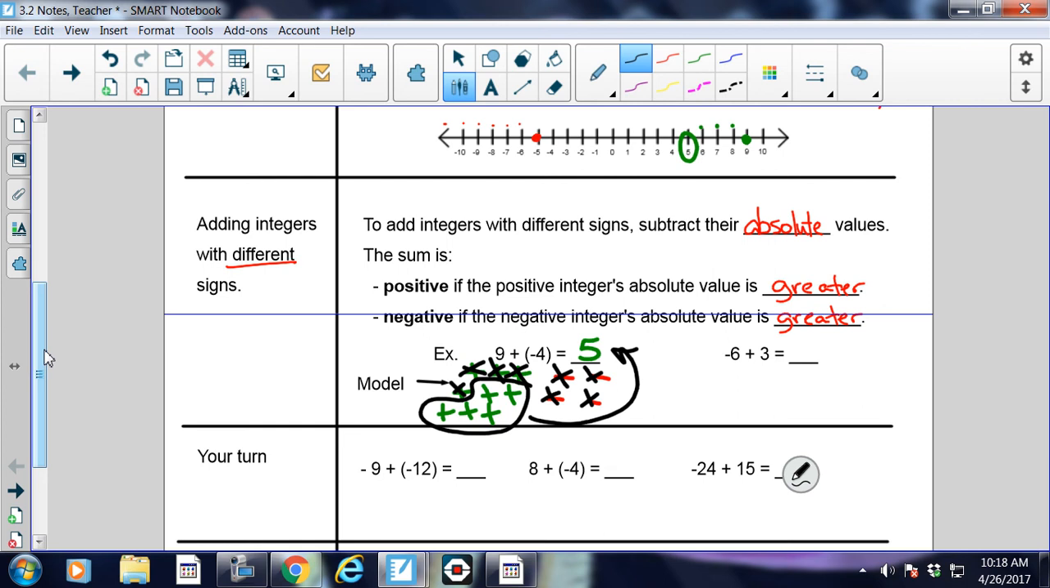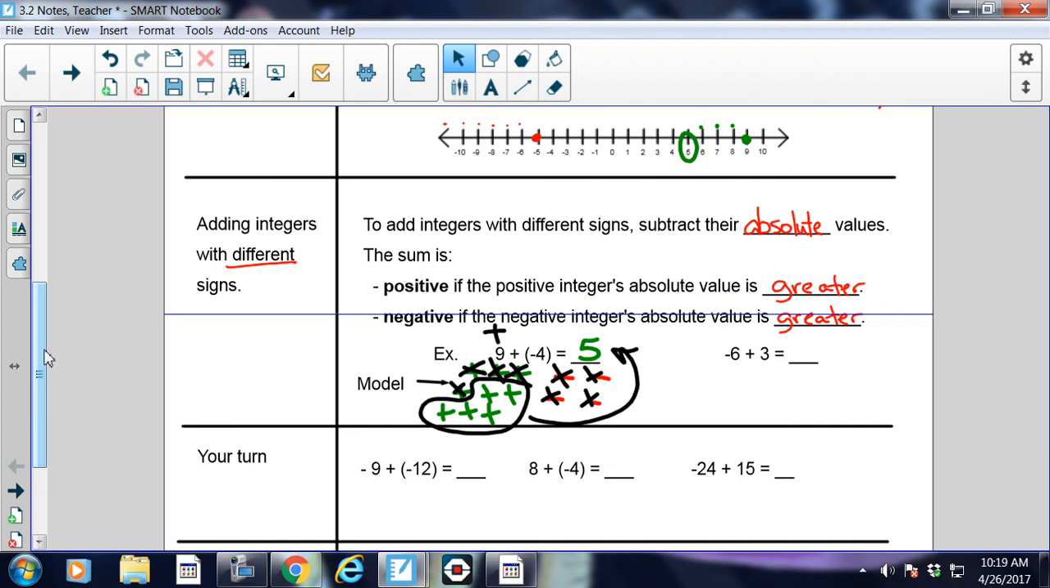You can follow the rules, subtracting the absolute values. Absolute value of 9 is 9. Absolute value of 4 is 4. Subtract them. Which one's stronger? You can't say higher because it's absolute value, but which one's got more? And it would be the positives. So the answer is going to be positive.